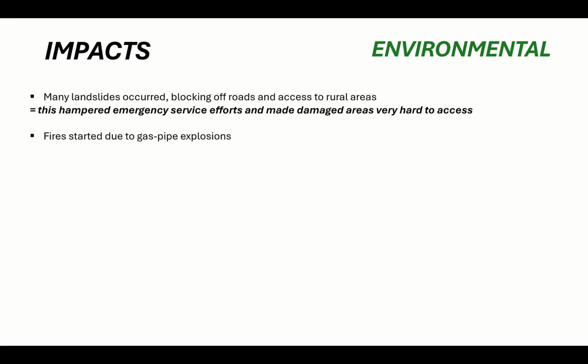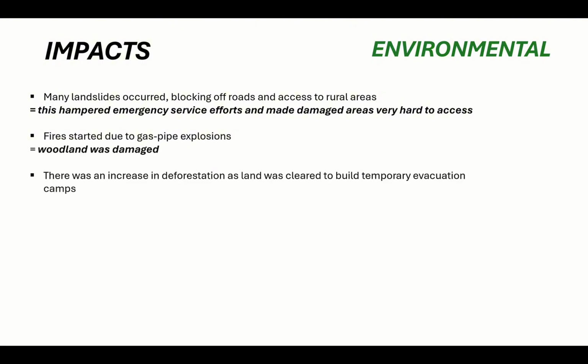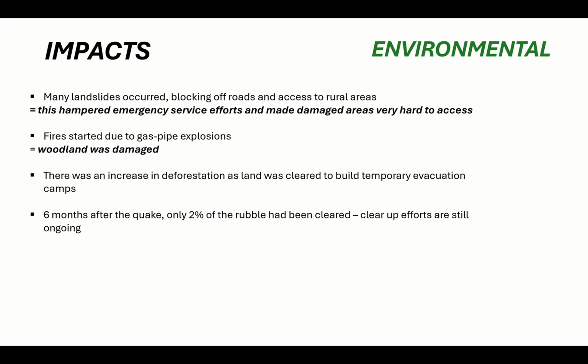The fire started due to gas pipe explosions, which created an environmental hazard and damaged woodland. There was an increase in deforestation as land was cleared to build temporary evacuation camps, which also affected the soil fertility. And 6 months after the quake, only 2% of the rubble had been cleared, and broken electricity cables started fires and further destroyed woodland.